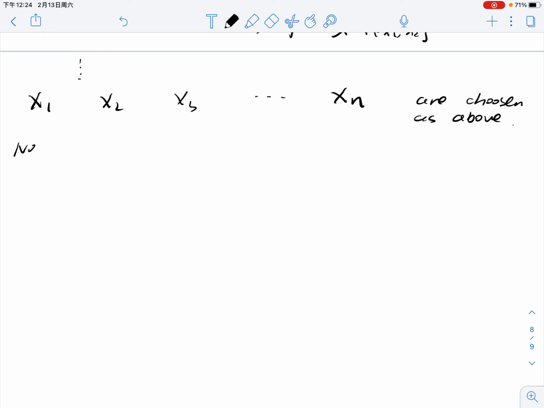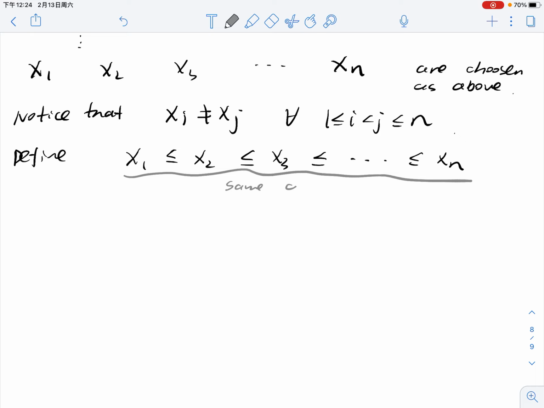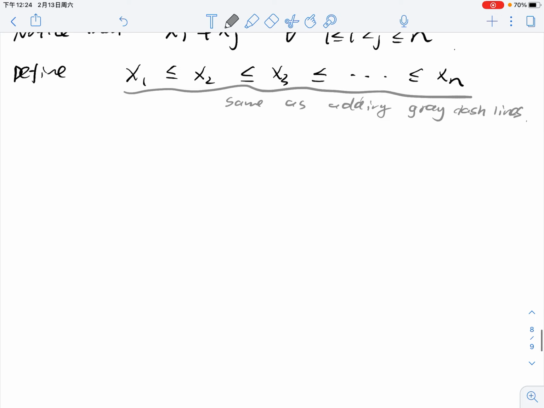In particular, note that xi is different from xj for all 1 less than or equal to i less than j less than or equal to n. Then define x1 less than or equal to x2 less than or equal to x3, all the way to xn. Then we are done. The last step is the same as adding the gray dashed lines. Then of course we need to prove that this is an extension.